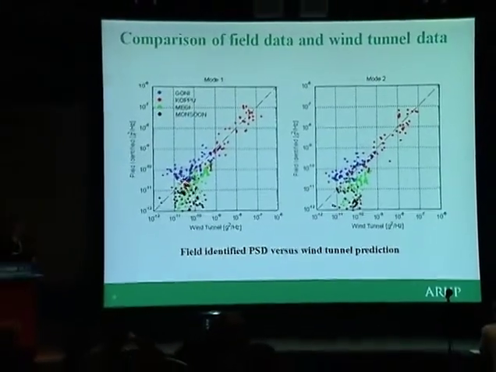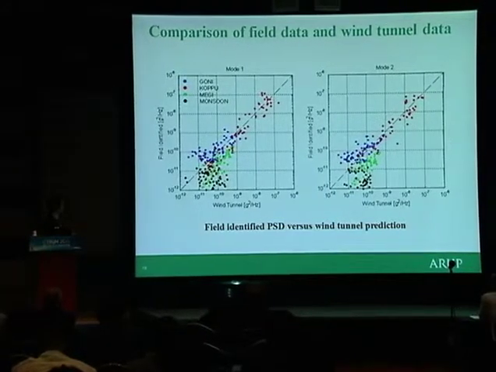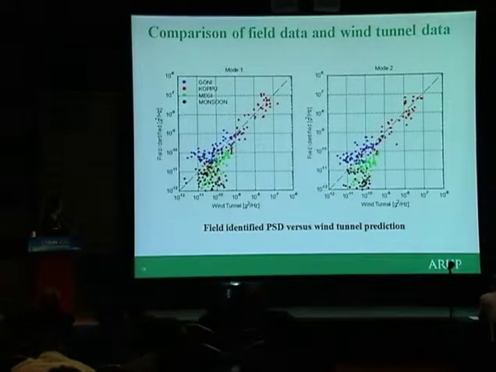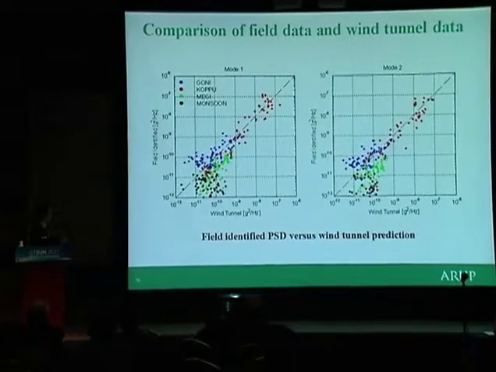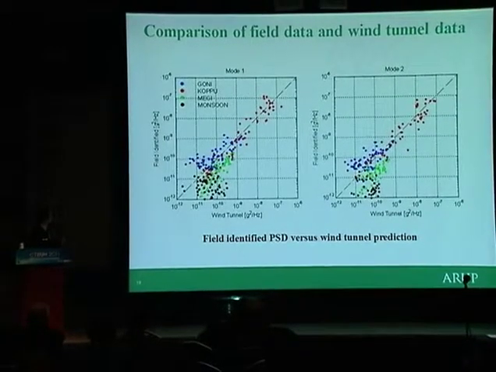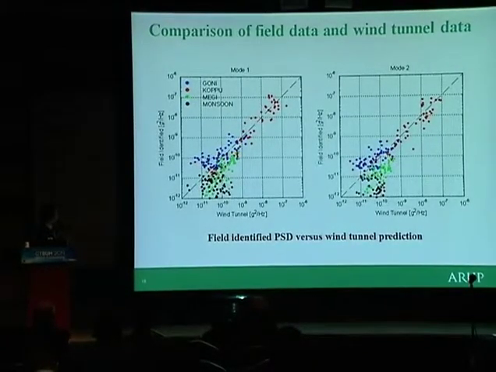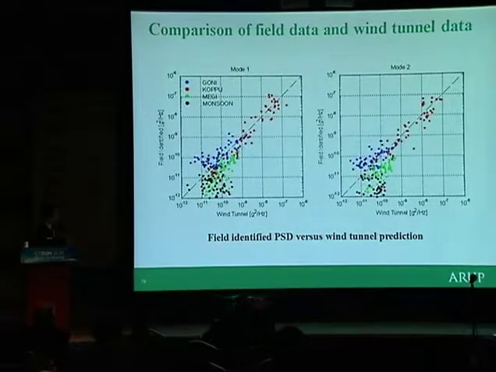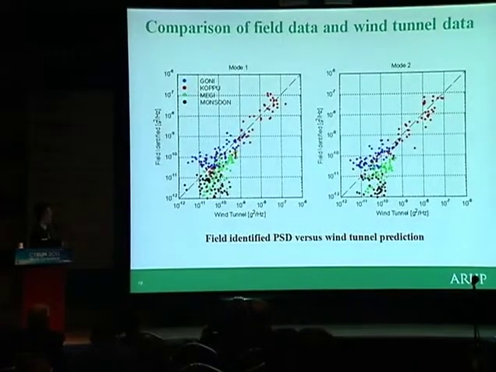This is the last graph that I'm going to show you. It shows the comparison of the field data and the wind tunnel data. The x-axis is the field identified result, and the y-axis is the wind tunnel data. Different colors show different events. Say for example, the blue one shows Typhoon Nuri, the green one shows Typhoon Maggie, and the black is the monsoon event. For the monsoon, the wind speed is much smaller, and you can see that the comparison between the wind tunnel and the field measurement is less satisfactory.